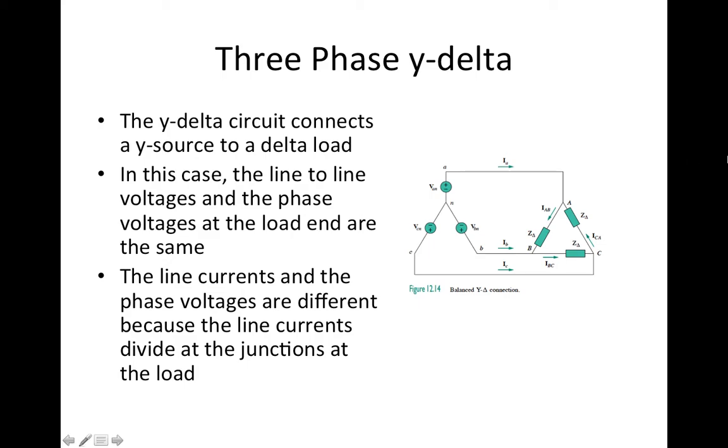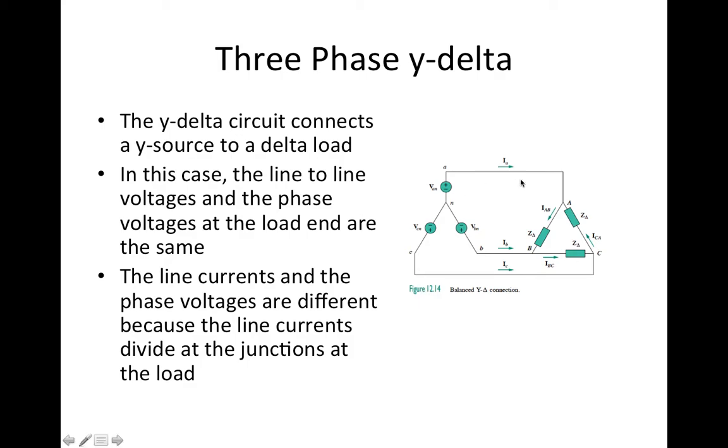In this particular case, you notice that the line currents will not be the same as the currents through the individual load legs. So IAB, which is the current through the load from node A to node B, is actually not the same as IA, as it was in the case of the delta to delta connection. But in the delta to Y connection, notice that IA splits here at node A and is shared between these two impedances. And so the line currents and the phase currents at the load end are not the same.